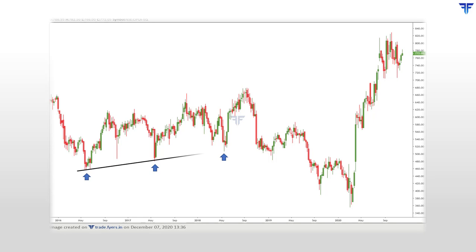In this chart, notice this trend line. See that the angle of this trend line is quite shallow. As a result, once the trend line was broken, it was followed by a lot of choppy price action before heading lower.